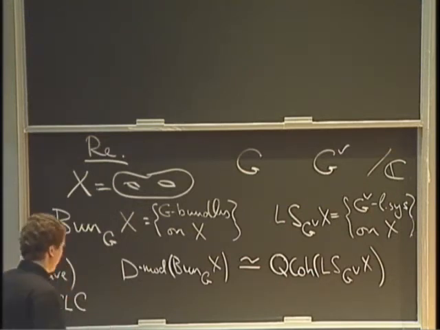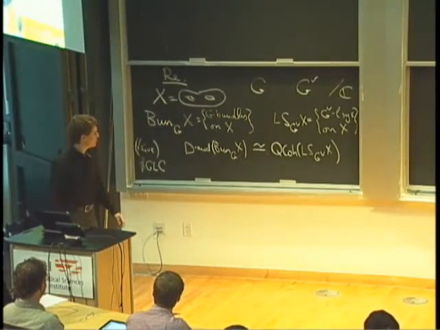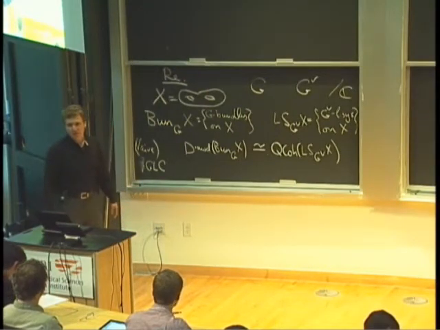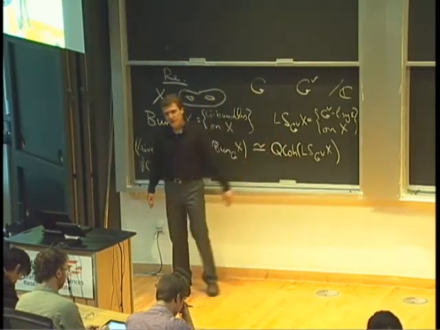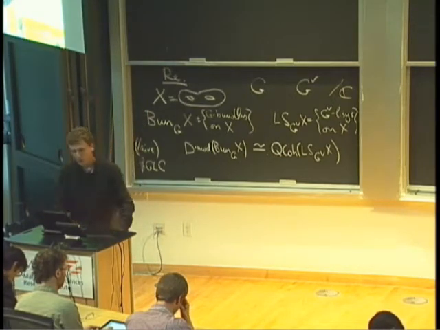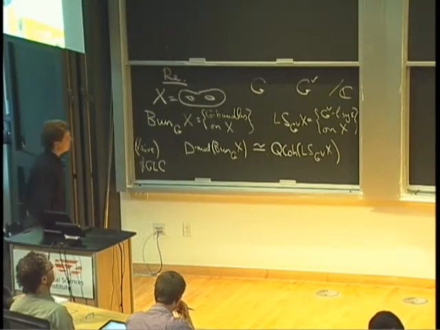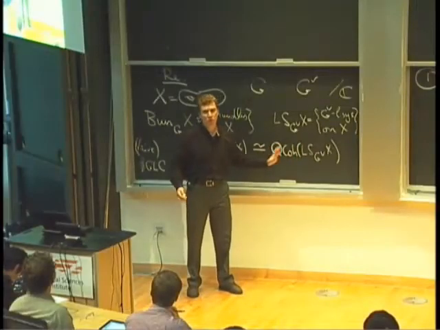And by the way, everything is derived. So when I say D-modules, that means the derived category of D-modules, with no holonomicity conditions. On the other side, it's quasi-coherent sheaves, again the derived category of quasi-coherent sheaves. Okay, so let's start. First, what's wrong with this? What are the problems? Just to put it in a few words, the problem is that the right side is too small.